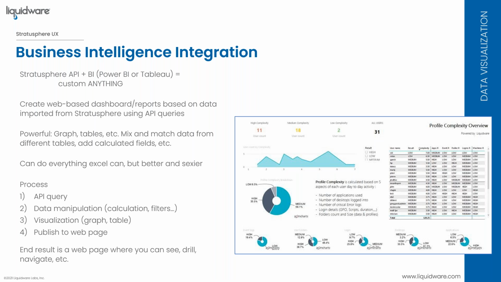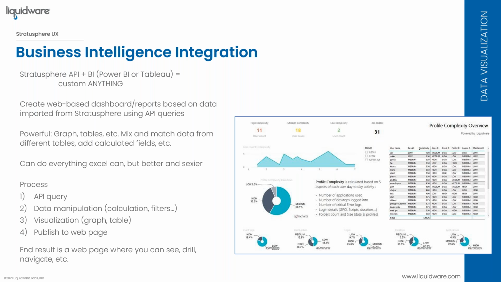The process to get there is fairly straightforward. As you can see, it all lies on the API queries, and that's also the added value I see in using the API plus a tool like Power BI. It's the ability to do what we call data manipulation. And I'm not just talking about filters, because you can filter in Stratusphere, but it's the ability to add a calculated field, to create what-if scenarios.